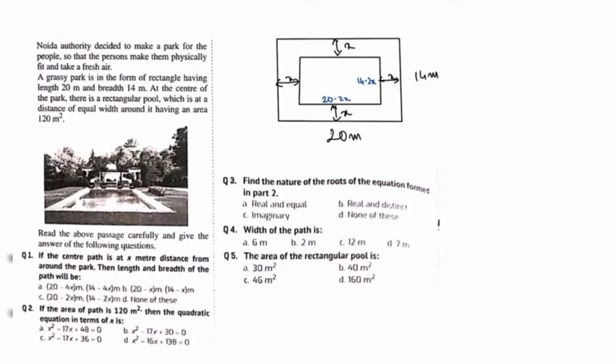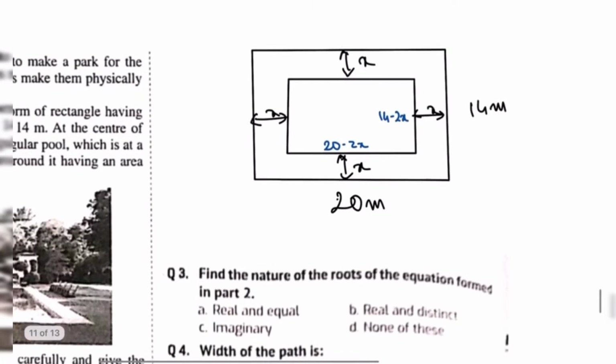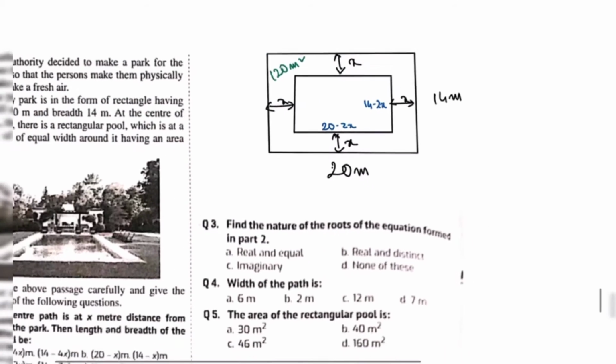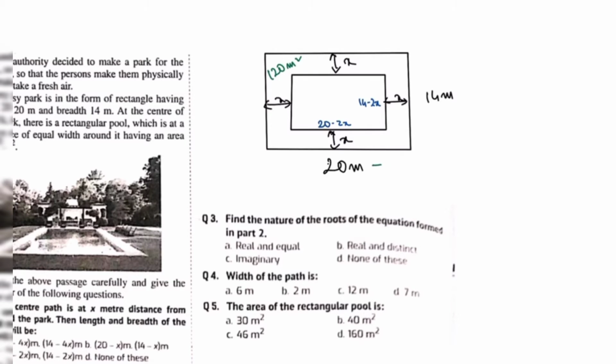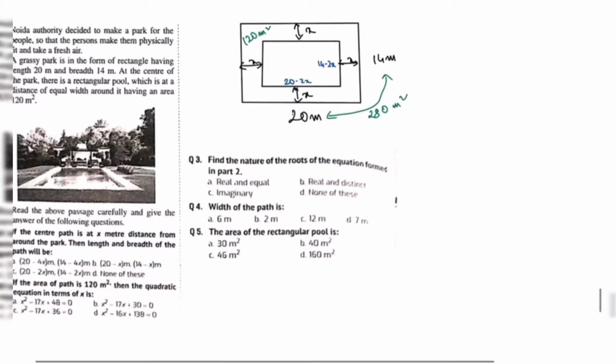So this path has an area of 120 square meters. Okay, let's keep the mark. So there is 120 square meters over here, and as you know, the area of this entire park is 14 times 20, that is 280 square meters. Okay, let us proceed with this information.